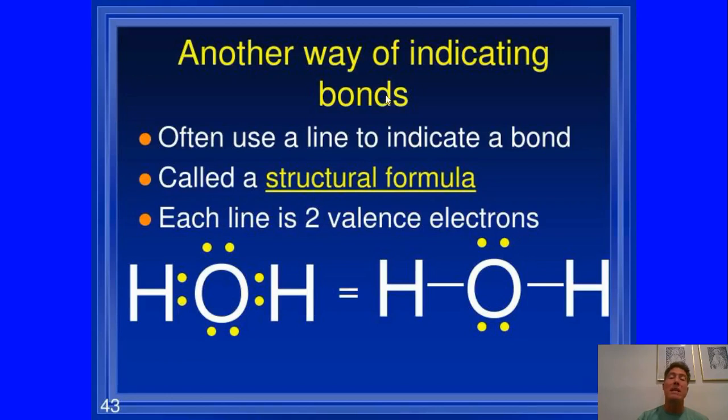Now, there's another way we can indicate bonds rather than just using this pair of electrons, which is our covalent bond. And that is to use what's called a structural formula, where instead of this pair indicating a bond, we just use a line. And that line means the same thing. The line means it's a covalent bond. We're sharing 2 electrons. Sharing 2 electrons, sharing 2 electrons. Here, these are unshared. They're just called lone pairs on the oxygen.